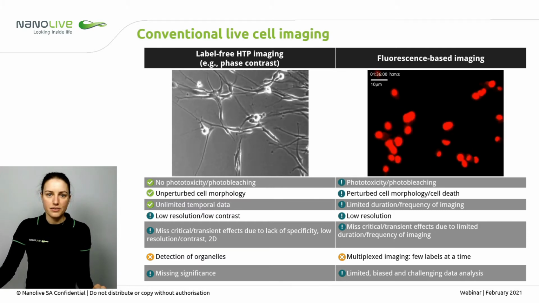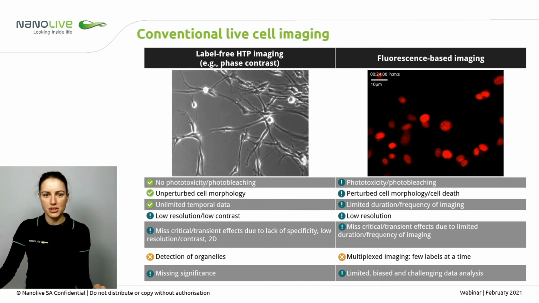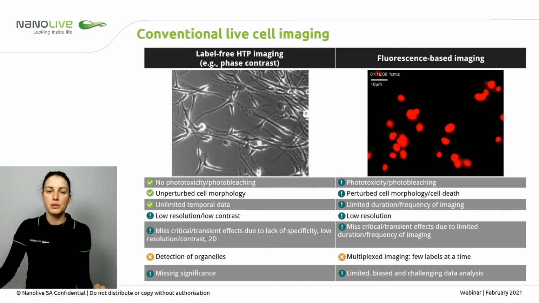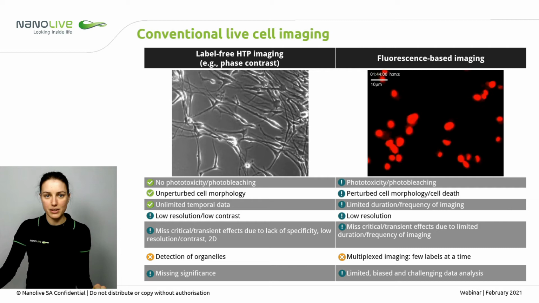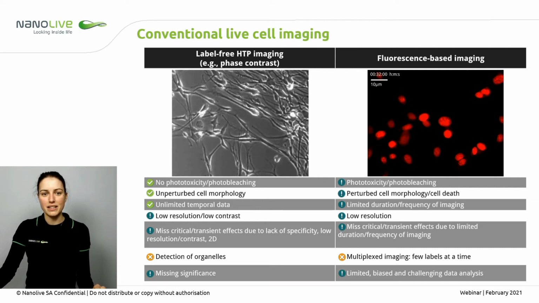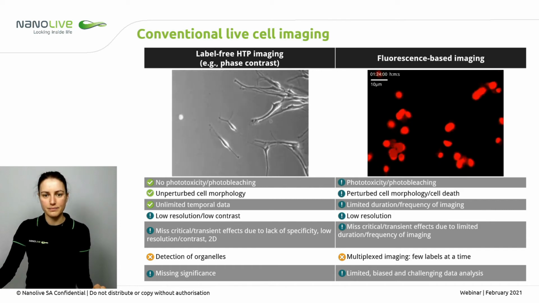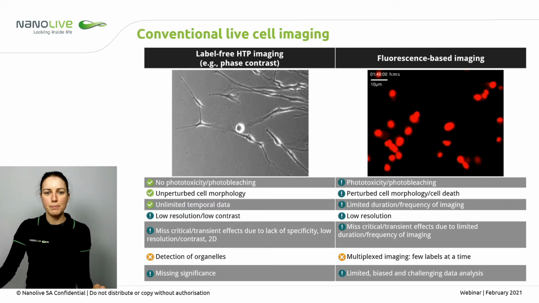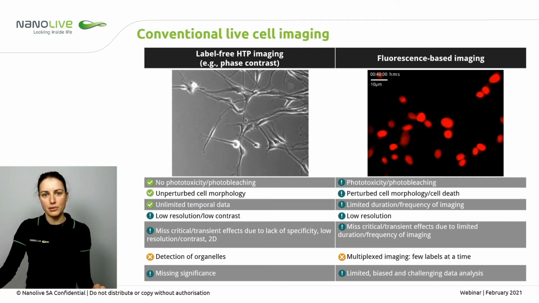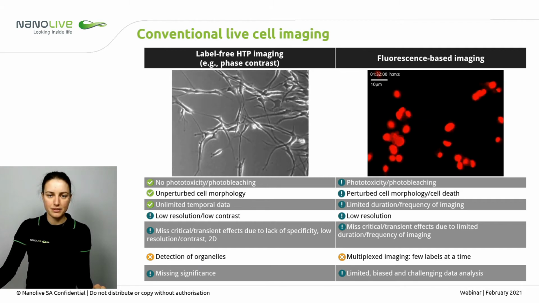In contrast, fluorescence-based techniques suffer from phototoxicity and photobleaching, which perturb cell morphology and impose trade-offs between the duration of imaging and the frequency that you can do during your experiment. Again, this makes it easy to miss important events during the course of the experiment. Multiplexed imaging, at least at the population level, is not currently possible, making it impossible to measure multiple metrics simultaneously.